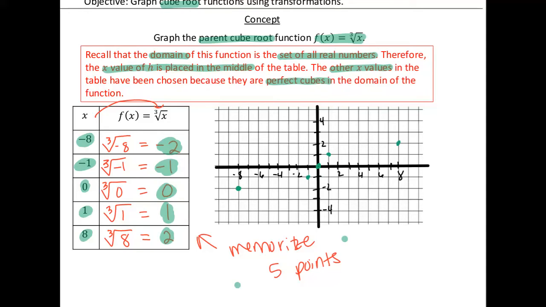And then when you connect these, they have to be pointing to the sides, okay? Not pointing up or down, they point to the sides. So starting on the left side, curving this way, and you end up on the right side. And I'm going to label that as f of x. That's my parent function, f of x there.